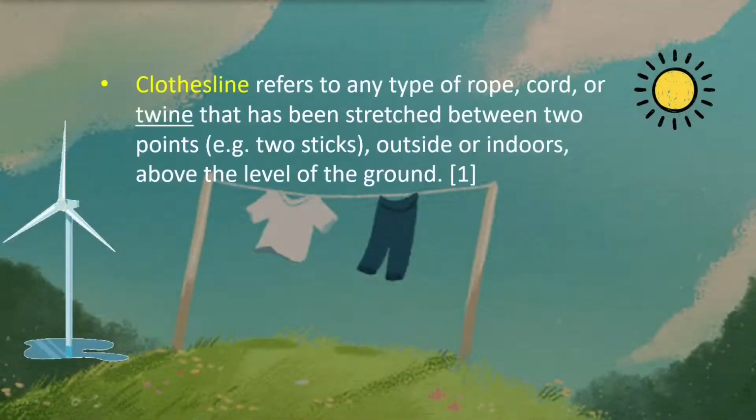Clothesline refers to any type of rope, cord, or twine that has been stretched between two points. In this case, it can be sticks or branches or poles. Basically, it is located outside or indoors, but usually we find it outside, above the level of the ground. Like in this picture, this is one type of clothesline, which elevates the clothes and all of our attire to dry. We have to put it elevated above the ground so it has a better drying effect. It is located outside for exposure to both sunlight and wind, as you can see in this simple bit of animation here.